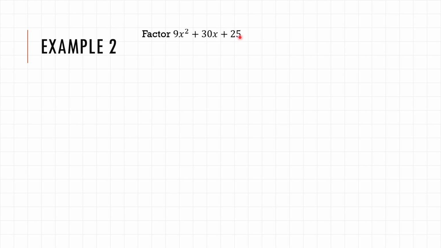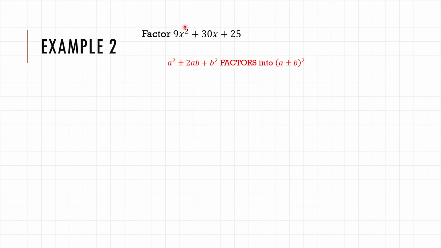Well, the first thing to recognize is there are no common factors here. I can't factor anything out of these three, but I do notice that the first term and the last term have a lot of squares in them, right? This is 9, which is a square number, 3 squared, and 25 is 5 squared. So I wonder if the perfect square trinomial situation kind of applies. So in this case, let's take a look.